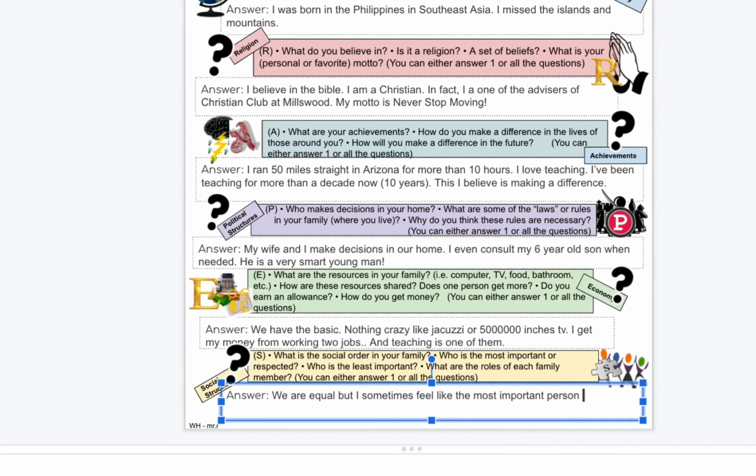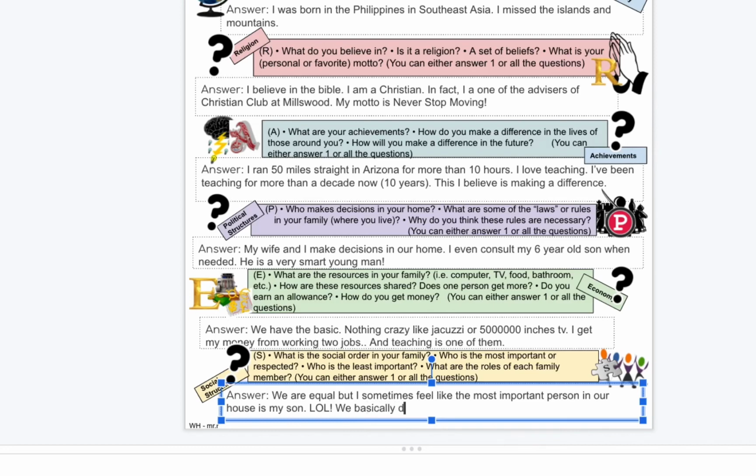We are all equal in our house, in our home, but I sometimes feel like the most important person in our family, in our house, is my son. So that's the reality of our situation. Furthermore, we basically do what we can to help each other. So in our family, in our house, I really don't think that someone is more important than the other or less important than the other.